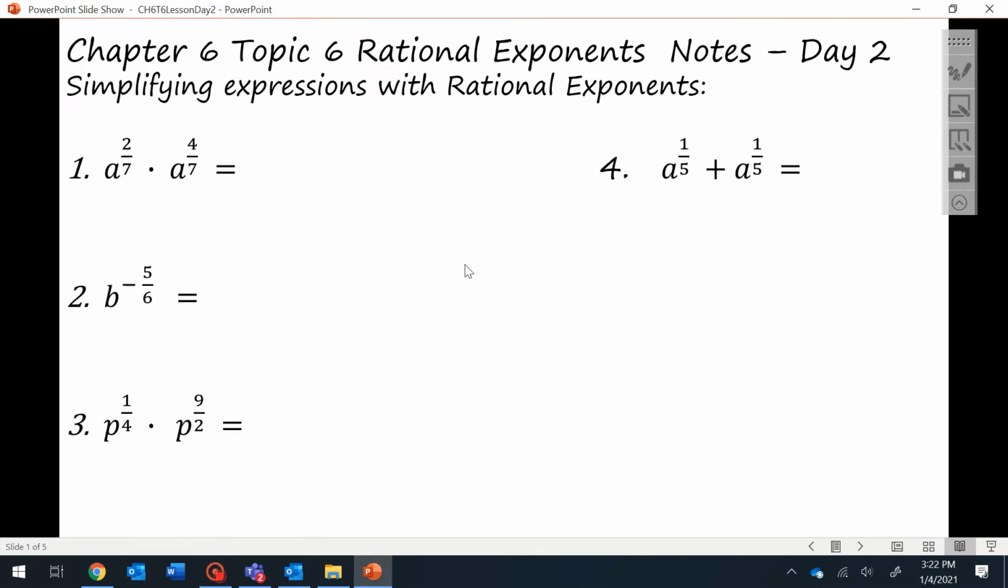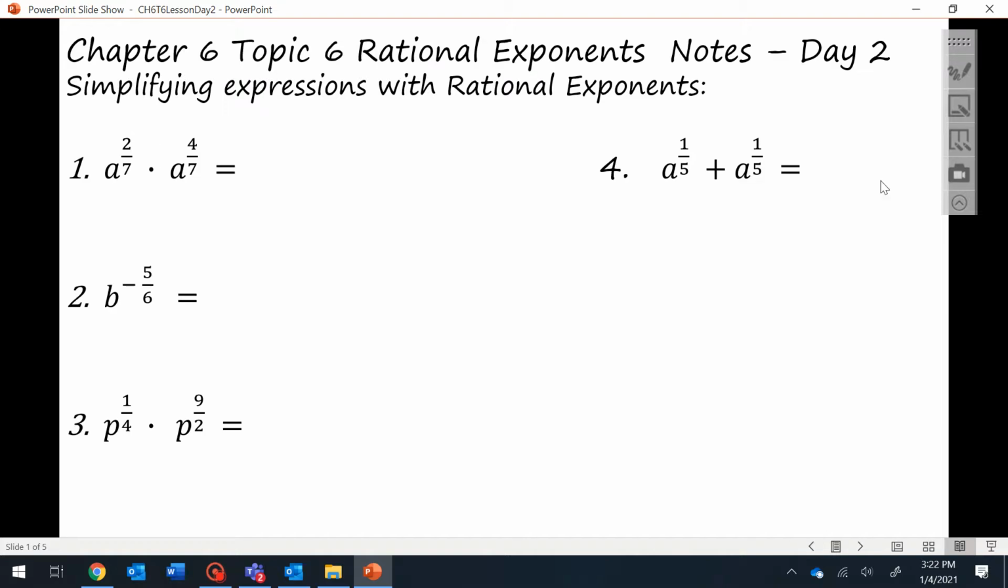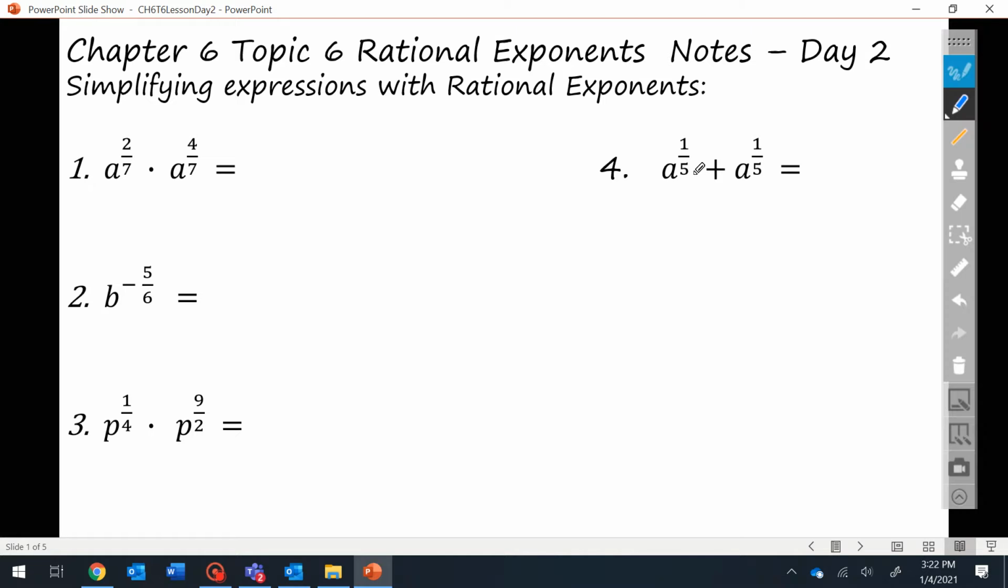Alright, today we're finishing the topic from Friday, chapter 6, topic 6, rational exponents, day 2. We're going to look at how we simplify with rational exponents. So first, a to the 2/7 times a to the 4/7.